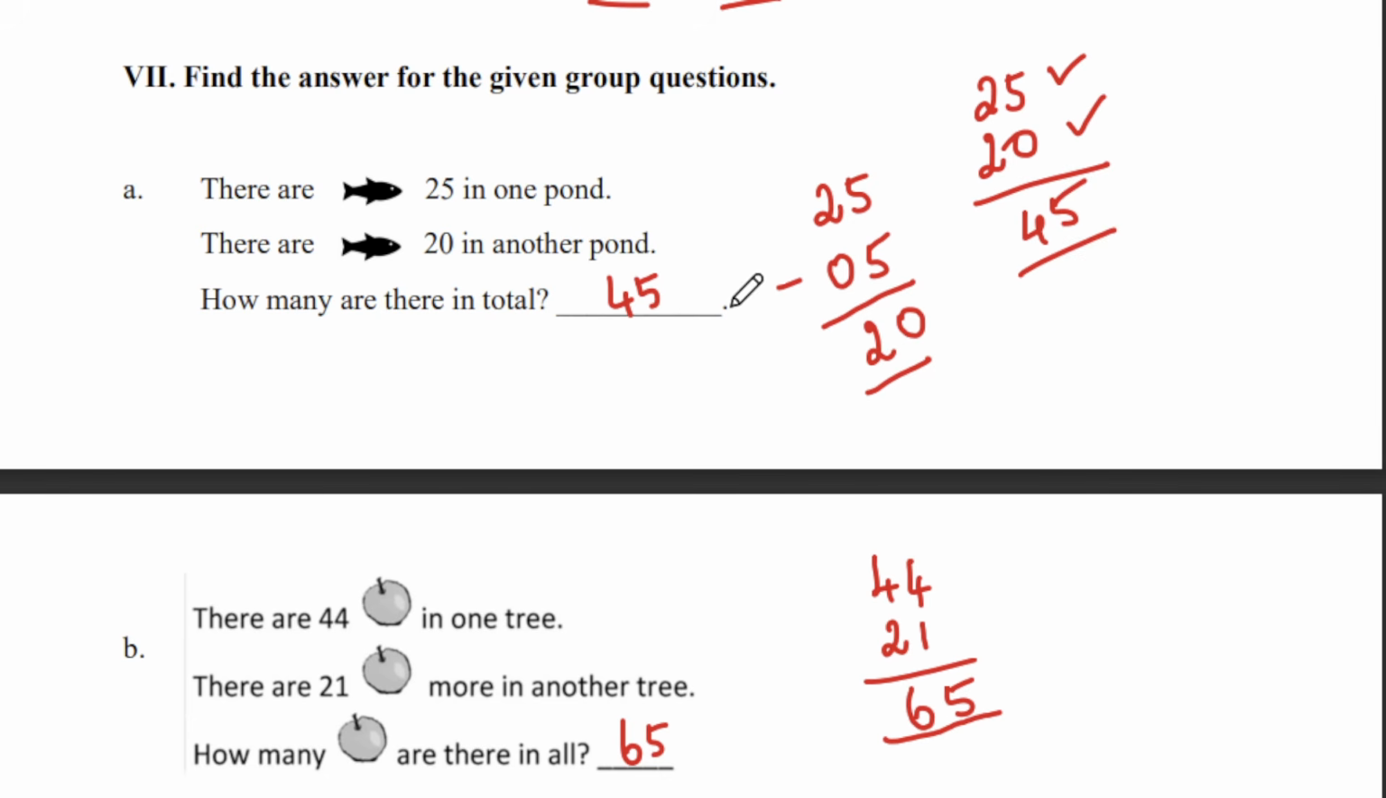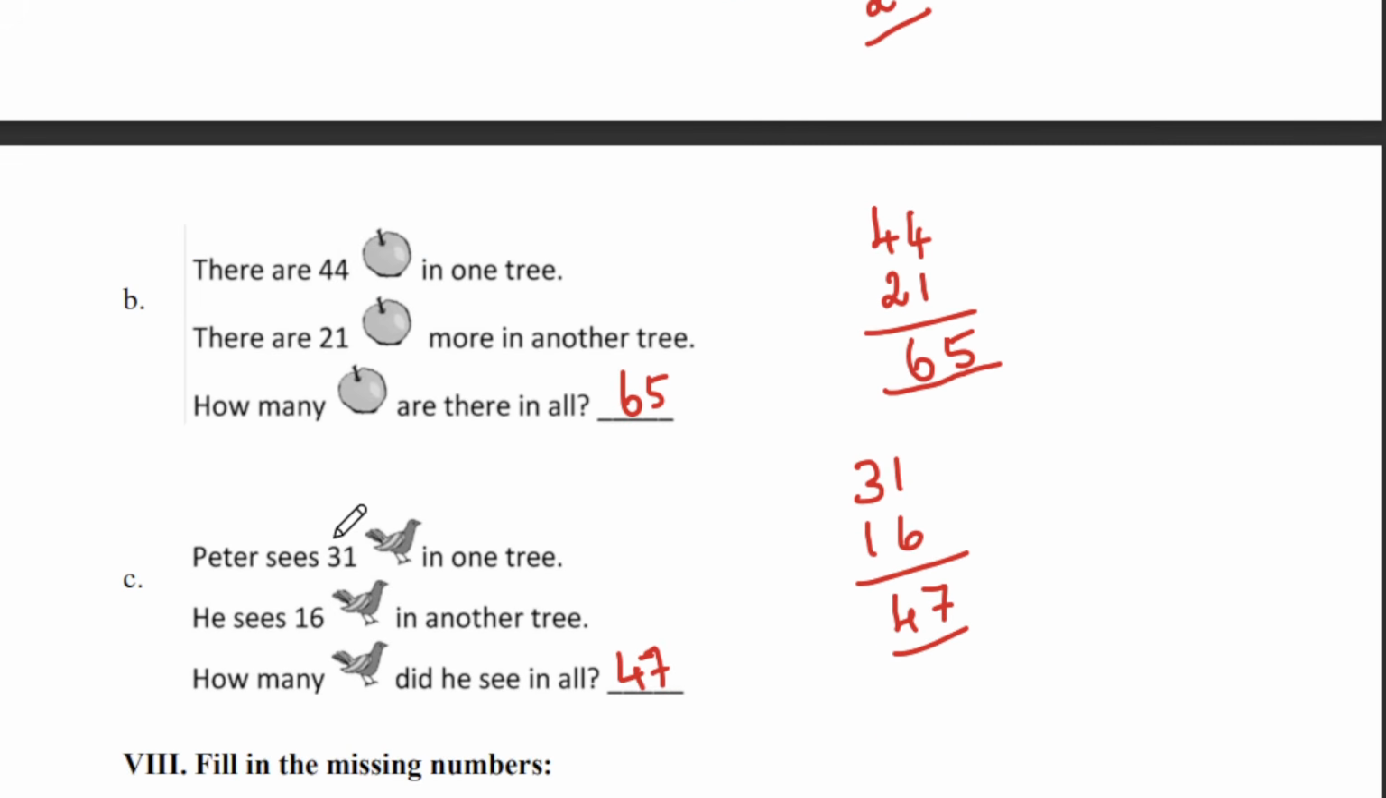Not only addition, subtraction also will be asked. Okay. And likewise with the birds, they are telling: Peter sees 31 birds and 5 birds flew away. Peter sees 31 birds. I'll do it in blue color so it looks a little different.